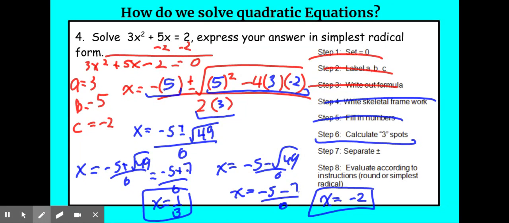And in the past, they weren't rational. They didn't have perfect square answers. So you could solve all quadratics using the quadratic formula or completing the square. However, sometimes factoring could be easier, but not all quadratics can be solved by factoring. So just take that with you.